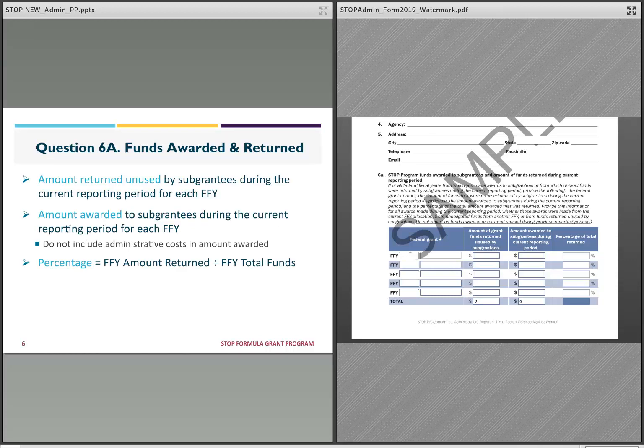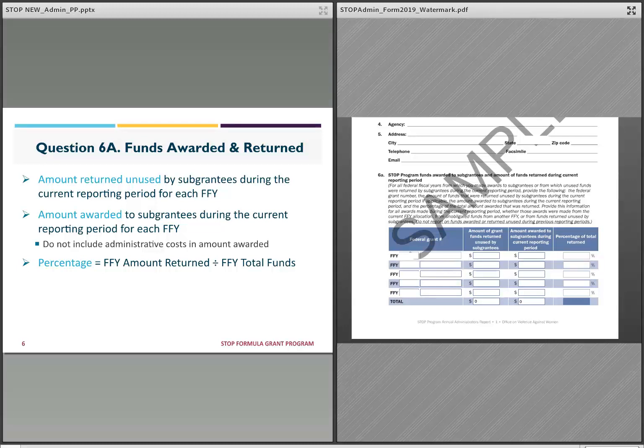The next question on the form, 6A, asks for a specific breakdown of STOP program funds awarded to subgrantees and the amount of funds returned during the current reporting period. In the very first column, you will choose the federal fiscal year and write the federal grant number for the first grant that you are reporting on funds returned and funds reawarded.